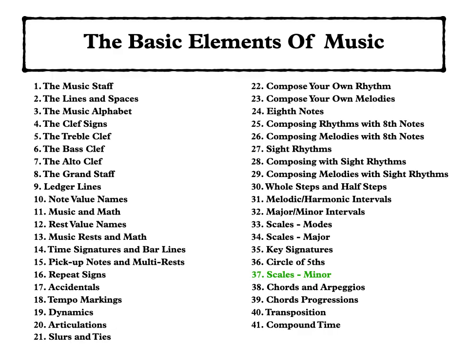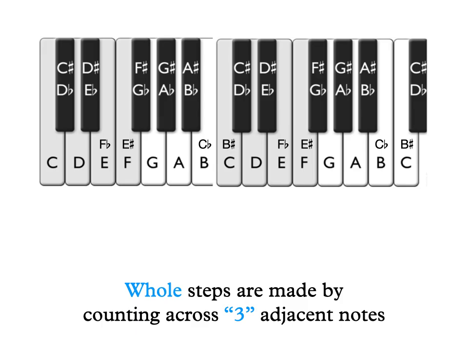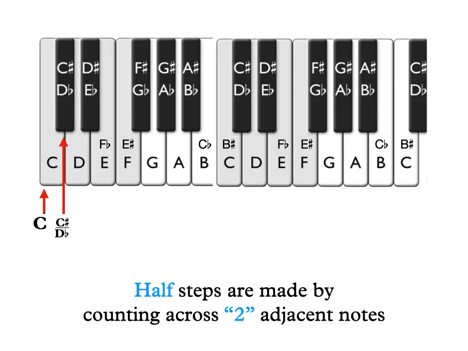We're pretty far along in our journey, lesson 37. And a quick review of whole steps and half steps, because these are essential to determining major and minor scales. A whole step is 3 adjacent notes: C to D flat to D, that's 1, 2, 3, 3 actual keys on the piano. That's a whole step. A half step is 2 adjacent notes. So we have C to D flat, that's 1, 2, and that's a half step.